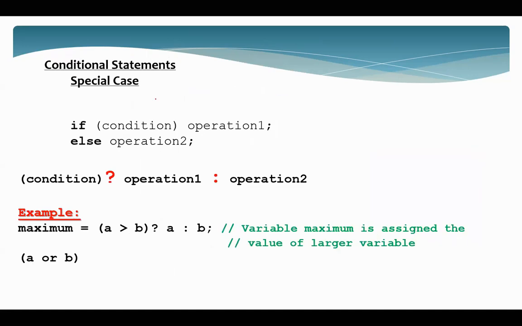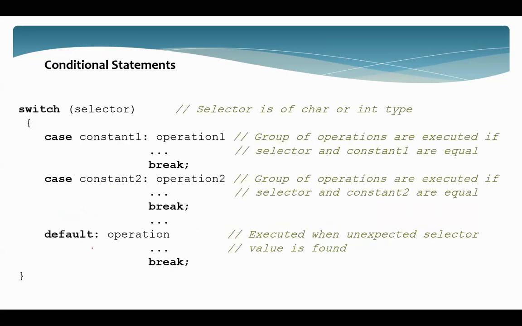This is another example of a conditional statement. So here you have a condition. If this condition is true, it will execute operation 1. If the condition is false, it will execute operation 2. In this example, if a is greater than b, it will take the value of a, and the value of a will be assigned to the maximum. And if this condition is false, it will take the value of b and that is assigned to the maximum.